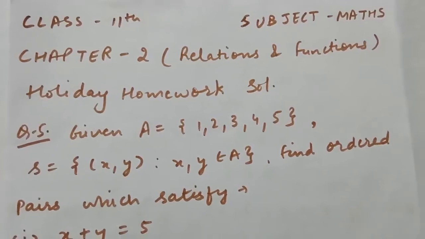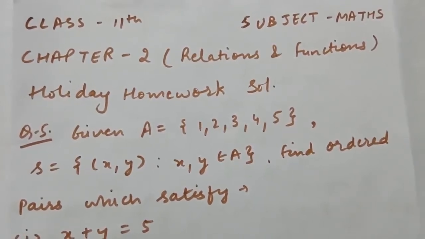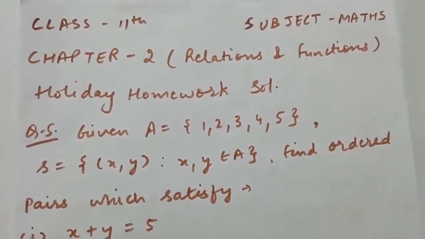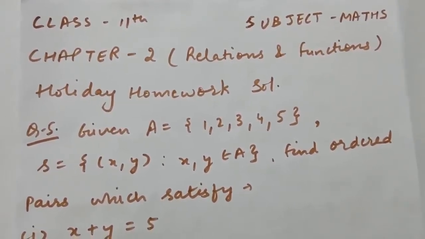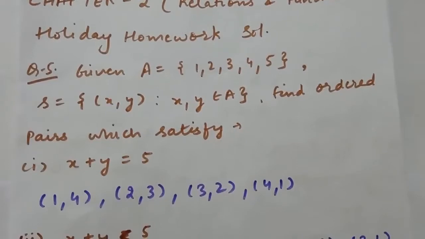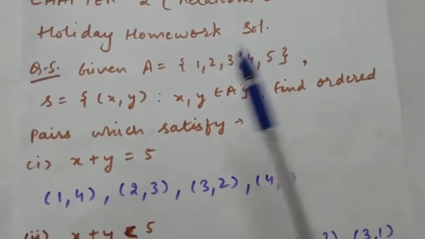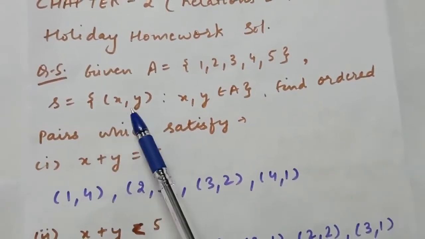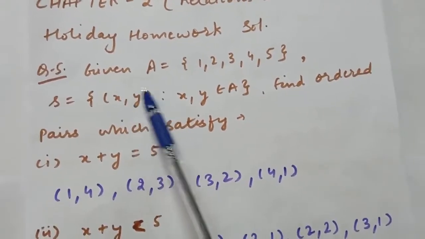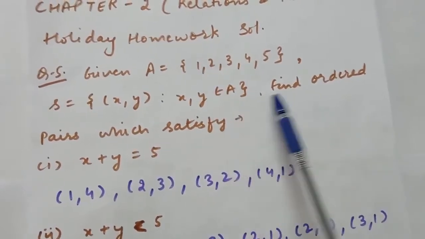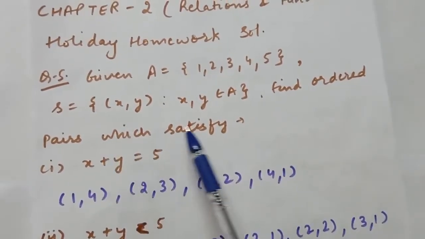Students, this is class 11th subject maths chapter 2nd relations and functions from the book NCERT Exemplar, and in this lecture we will discuss the holiday homework. Question 5th is given: A is equal to the set {1, 2, 3, 4, 5}. S is given as ordered pairs (x, y) such that x and y both belong to the set A. Find ordered pairs which satisfy the condition.